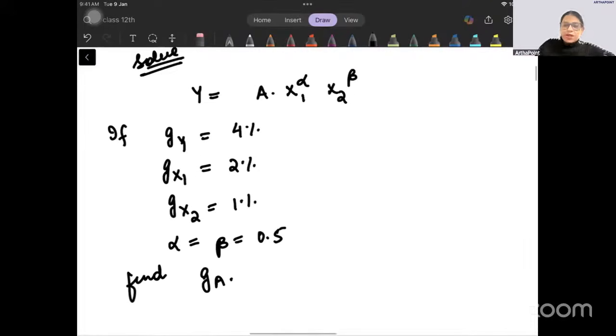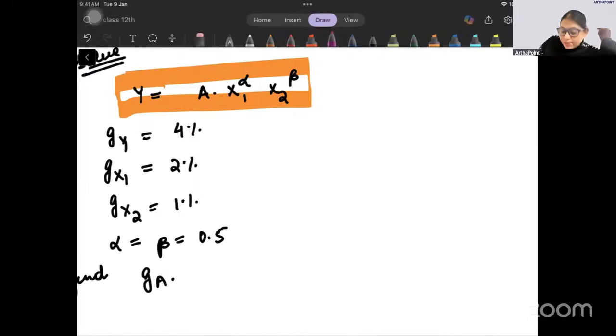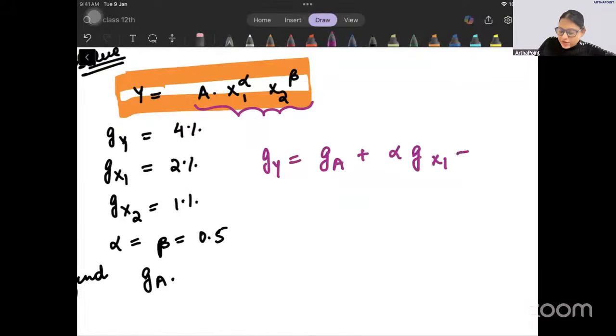Okay, so whenever you are given this kind of Cobb-Douglas function, you simply know that the product in terms of growth will convert into addition. That means the growth rate of y will become the growth rate of A plus alpha times the growth rate of x1 plus beta times the growth rate of x2. Simple. You can definitely solve this by taking log, but you should always know this property.